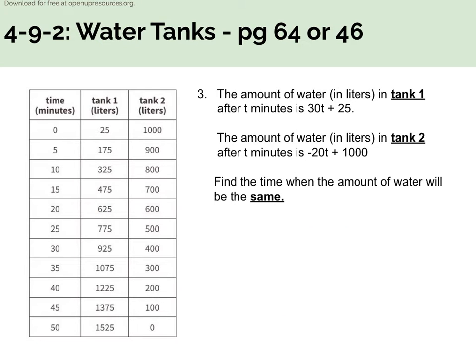All right, let's look at number 3. The amount of water in liters in tank 1 after t minutes is 30t plus 25. So they gave us an expression for tank 1. The amount of water in liters for tank 2 after t minutes is negative 20t plus 1,000. Again, there's another expression for tank number 2. Find the time when the amount of water will be the same. What does that actually mean, be the same?